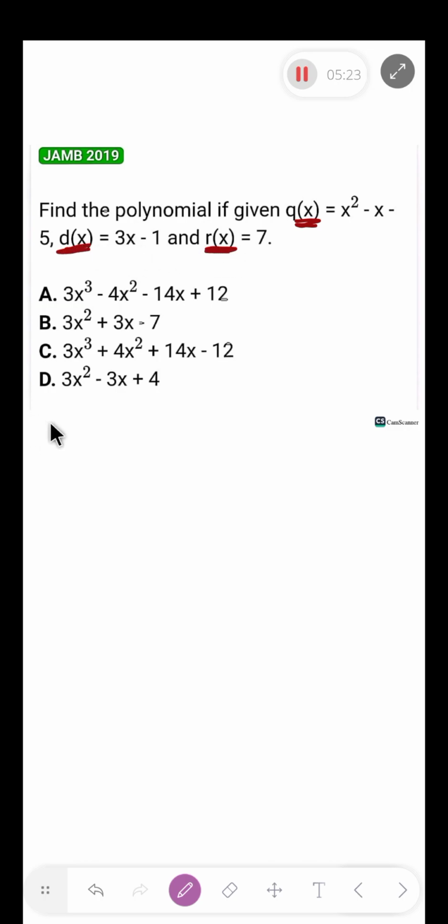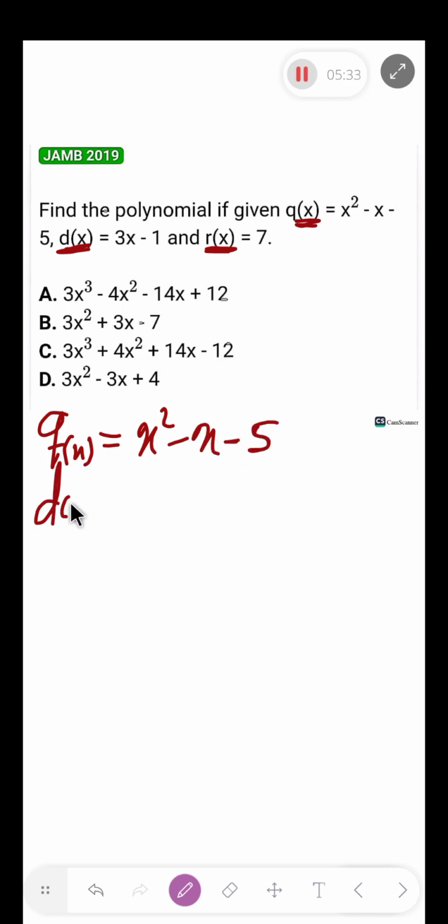So the quotient is given as Q of x. Q of x is given as x squared minus x minus 5. And then the divisor is also given as 3x minus 1. The remainder is given as 7. So you see, I've just explained this. I've given you a clue to this.